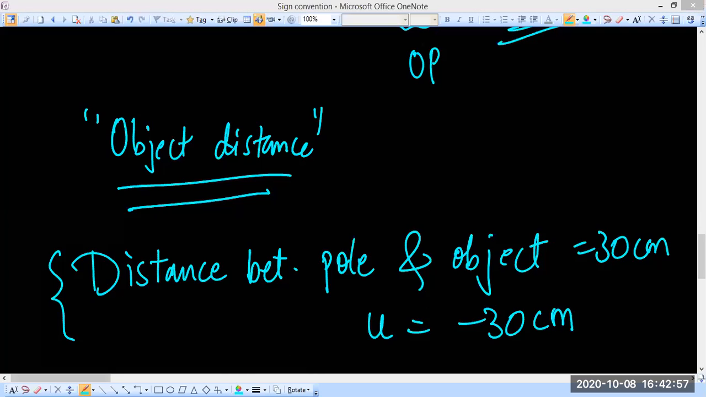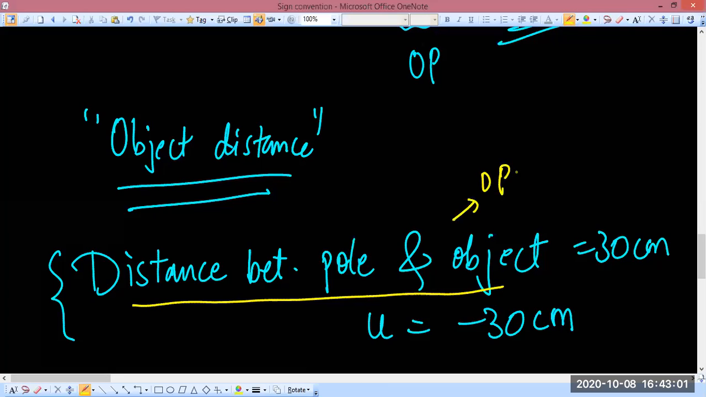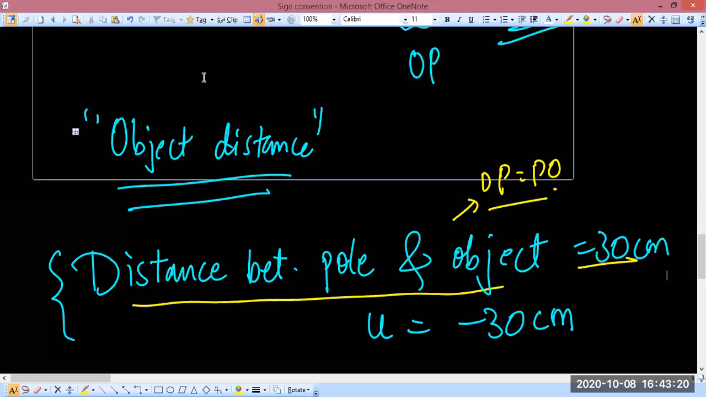And this is equal to OP. Let me tell you that. This is equal to OP or PO, and that is equal to 30 centimeter. I hope all this is clear, right? This is equal to OP or PO and this is 30 centimeter. It's fine, say yes for now, that's okay. Later, many will still get confused as we go ahead.